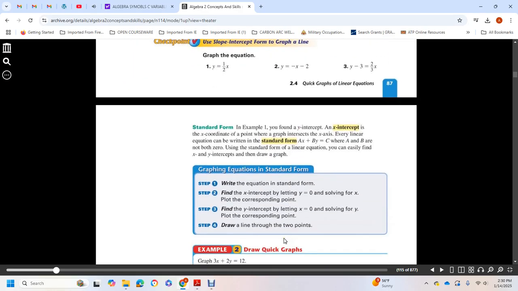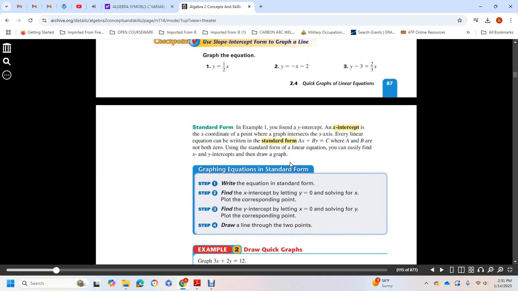Standard form. We found the y-intercept; the x-intercept is the x-coordinate of the point where the graph intersects the x-axis. A linear equation can be written in standard form, Ax + By = C, where A and B are both not 0. Using the standard form of a linear equation, you can easily find the x- and y-intercepts to draw a graph.